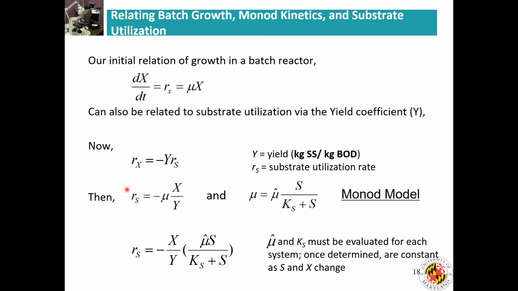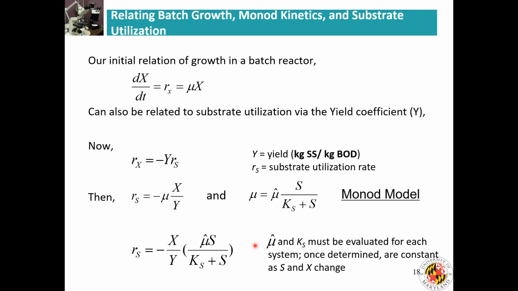And this equation here is basically the same as what we had in the previous slide. So dS over dt equals negative mu X over Y. And we also have the Monod equation. So if we combine these two, we'll get to this equation here, which basically defines the substrate utilization rate based on the cell concentration, substrate concentration, and yield coefficient.